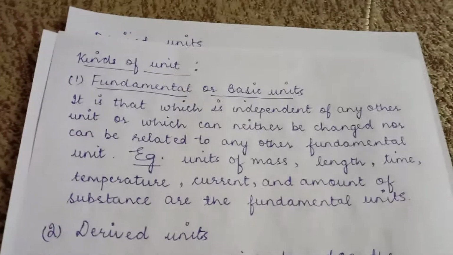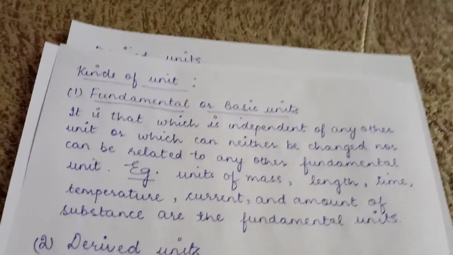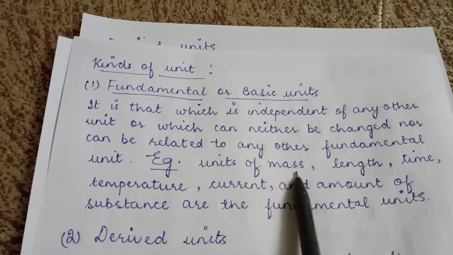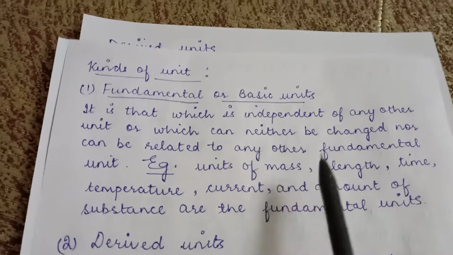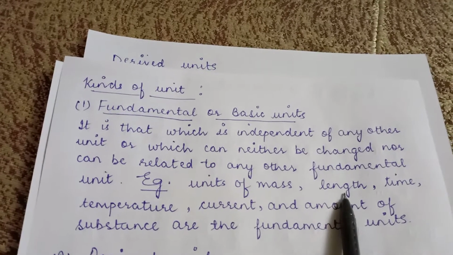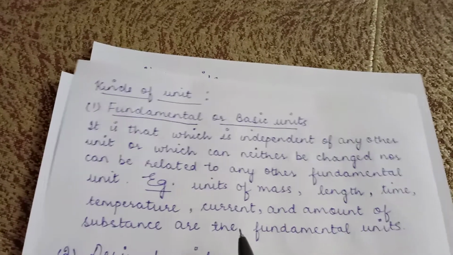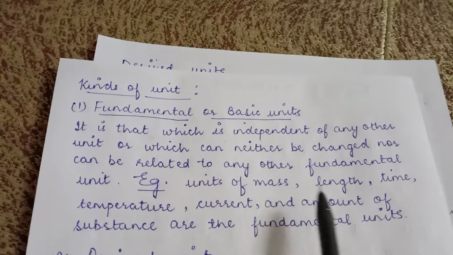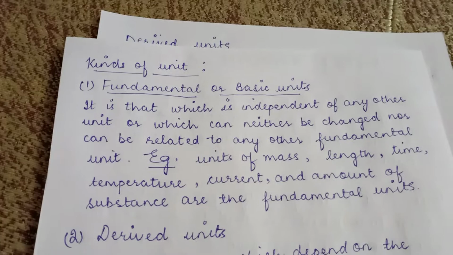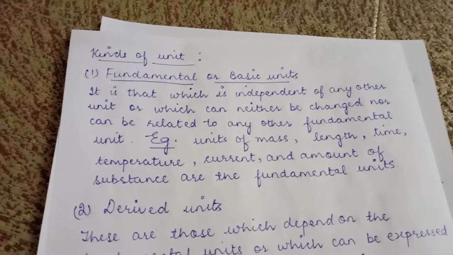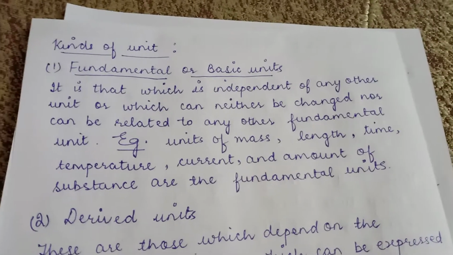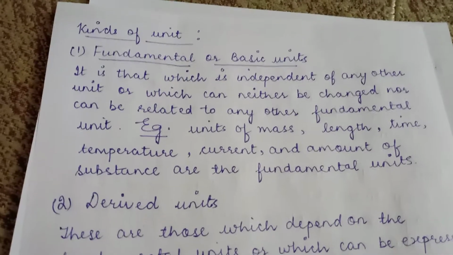So, if the fundamental units are asked, then we have to give the example of unit of mass. Unit of mass is kilogram. So, kilogram is the fundamental unit. Unit of length. Unit of length is meter. So, meter is the fundamental unit. And these mass, length, time, temperature, current, amount of substances, these are the physical quantities. These are the fundamental physical quantities whose units are fundamental units.